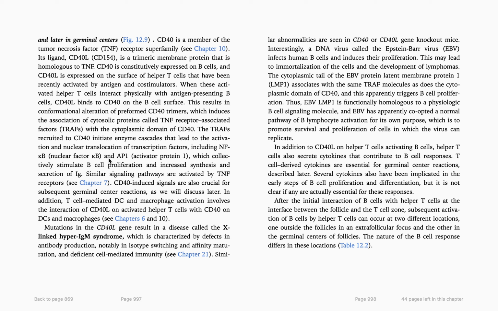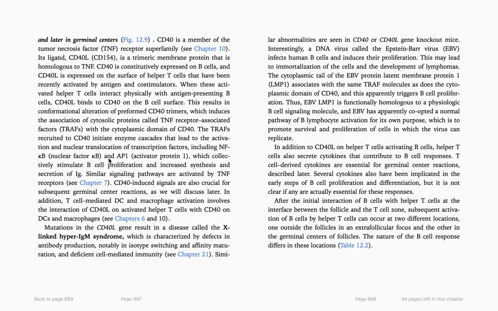The TRAFs recruited to CD40 initiate an enzyme cascade that leads to the activation and nuclear translocation of transcription factors, including nuclear factor kappa B and activating protein 1, which collectively stimulate B cell proliferation and increase the synthesis and secretion of Ig. Similar signaling pathways are activated by tumor necrosis factor receptors. CD40 ligand induced signals are also crucial for the subsequent germinal center reaction, as we will discuss later.